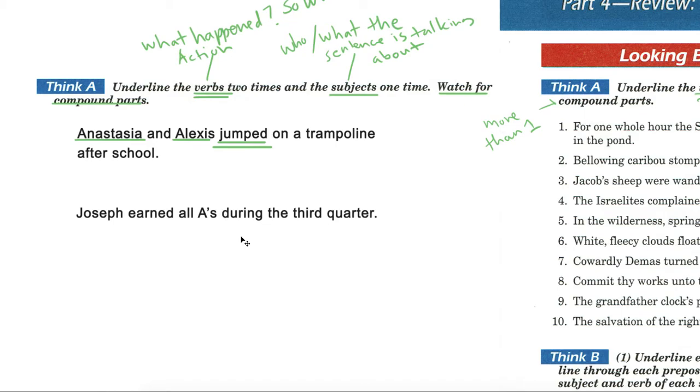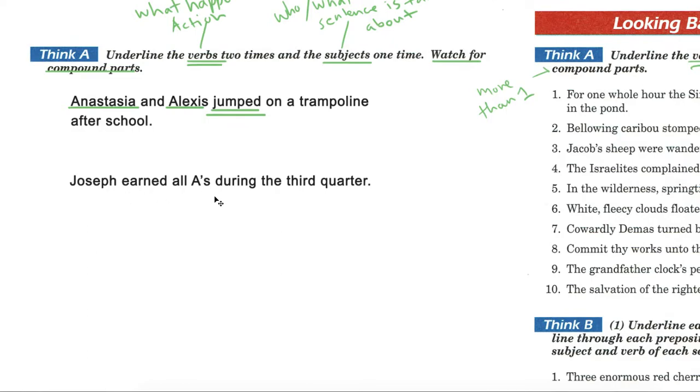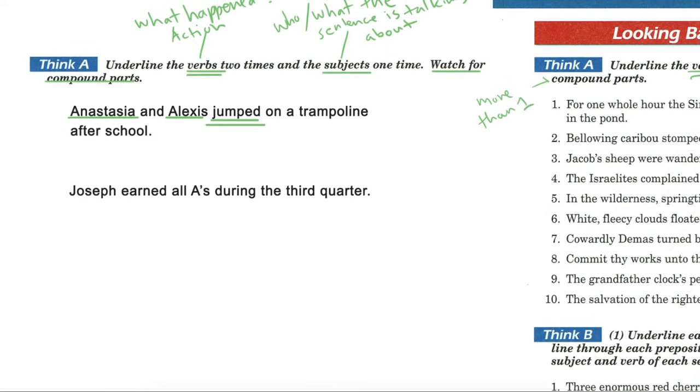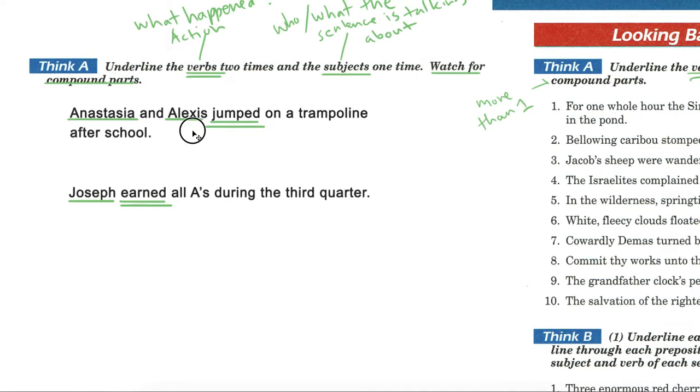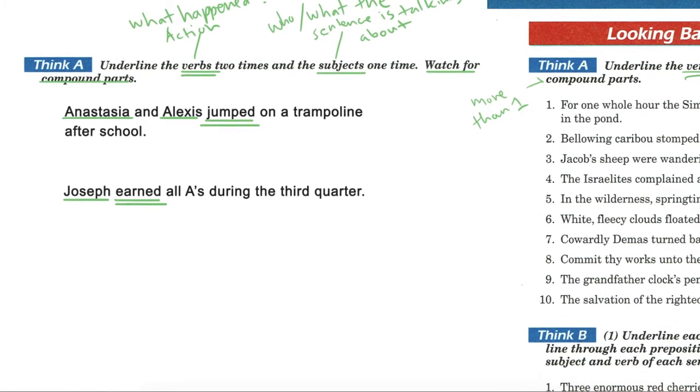Joseph earned all A's during the third quarter. This is actually true. Joseph did a really good job during the third quarter. He improved. Second quarter, he got lots of A's and some B's, but third quarter he got all A's. So good job, Joseph. Let's underline the verb 2 times. What happened? He earned, right? Who earned? Joseph did. Joseph is the subject because he did the action. That's pretty much it.